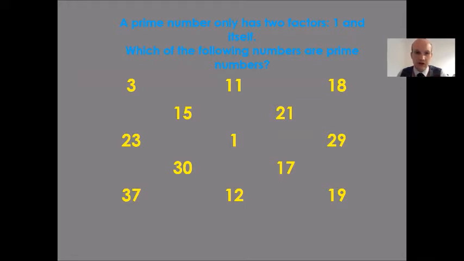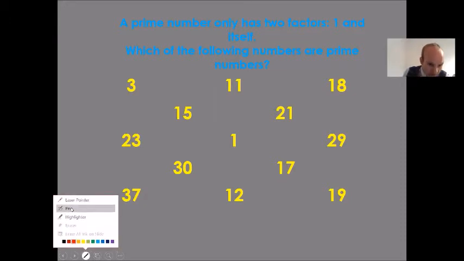So I've got a question on the screen. So the reminder from the definition earlier, a prime number only has two factors, one and itself, and you can go through and you can see the numbers on the screen. So I'm going to model how they can do this. So I'll show you two different tools that you can use in PowerPoint.